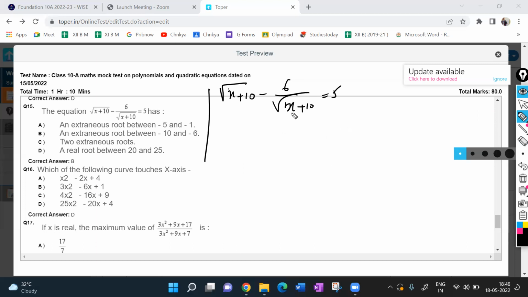So what do you mean by extraneous root, sir? That is what I told just now. Kavya, you were not listening.